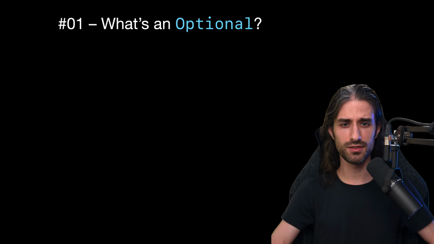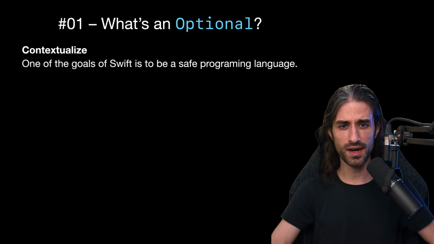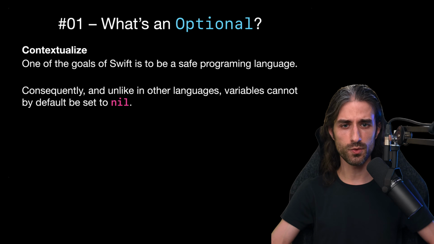The first step is to contextualize the question. Here, a great way to contextualize is to remind the interviewer that one of the goals of Swift is to be a safe programming language. This means that, unlike in other languages, variables by default cannot store a null value. This means that if you have a variable that, for instance, is typed with Int, then the compiler will expect that variable to hold an actual Int, and it won't be possible to set a null value to the variable.